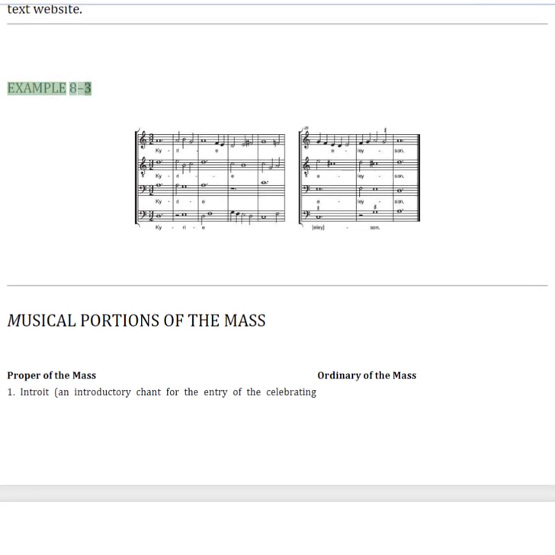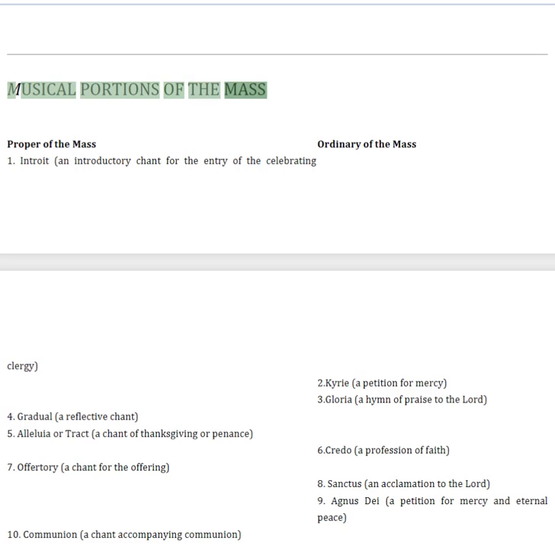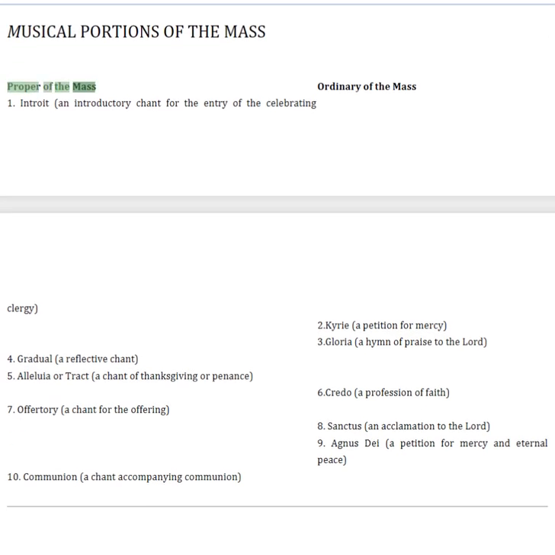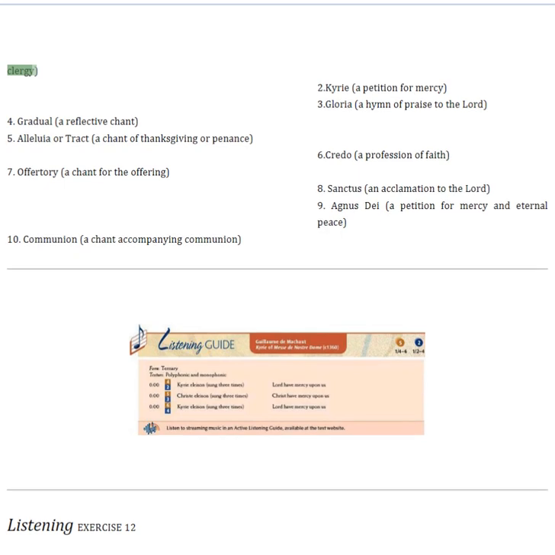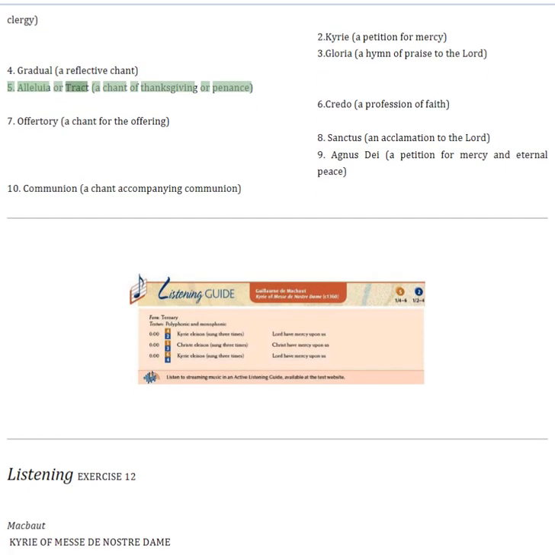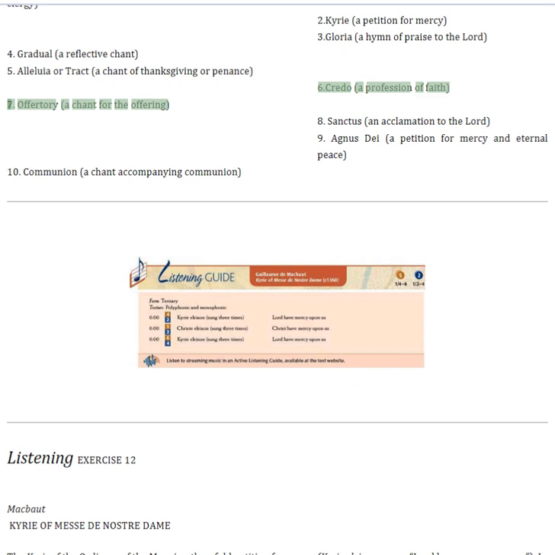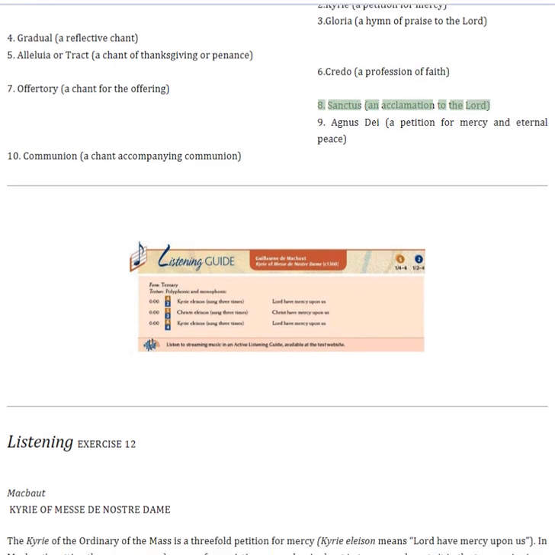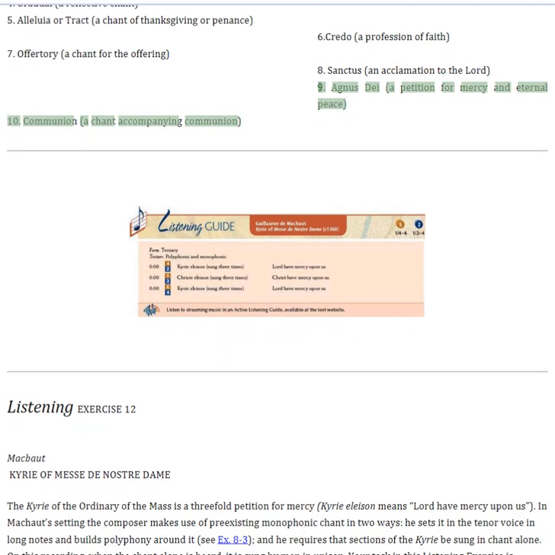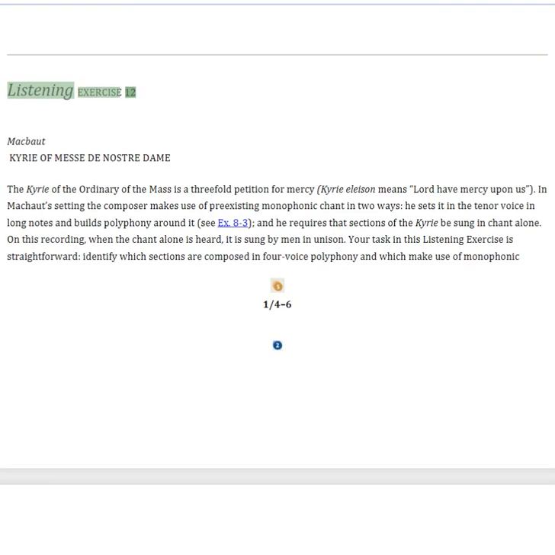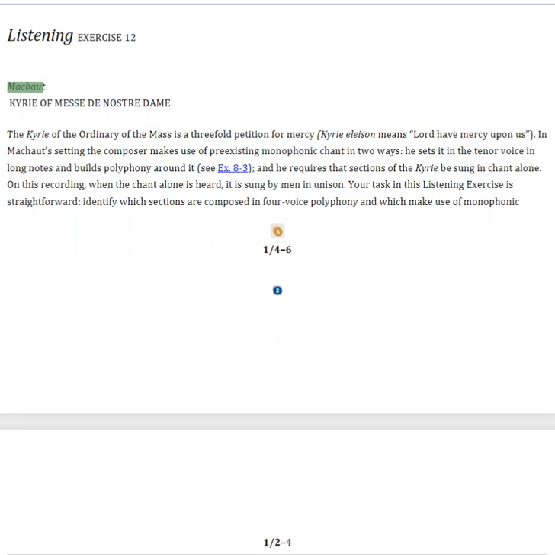Example 8.3. Musical portions of the Mass. Proper of the Mass: 1. Introit, an introductory chant for the entry of the celebrating clergy. 4. Gradual. 5. Alleluia or tract. 7. Offertory. 10. Communion. Ordinary of the Mass: 2. Kyrie. 3. Gloria. 6. Credo. 8. Sanctus. 9. Agnus Dei.